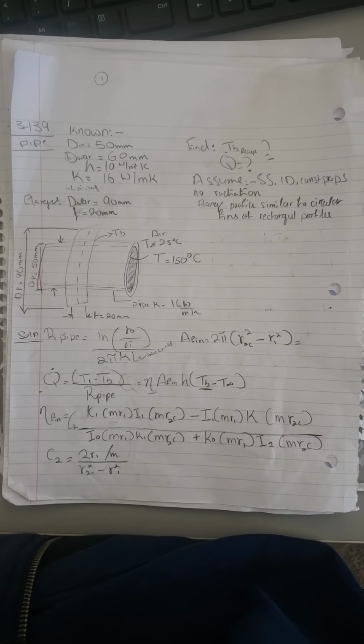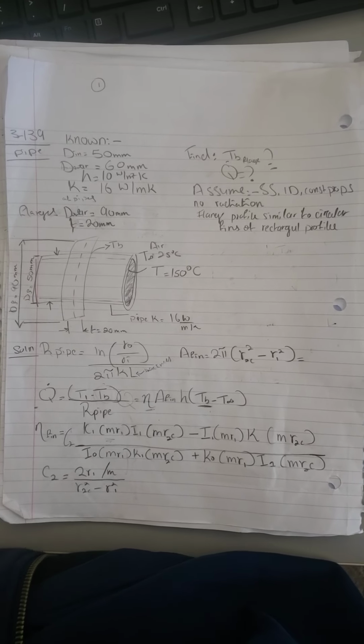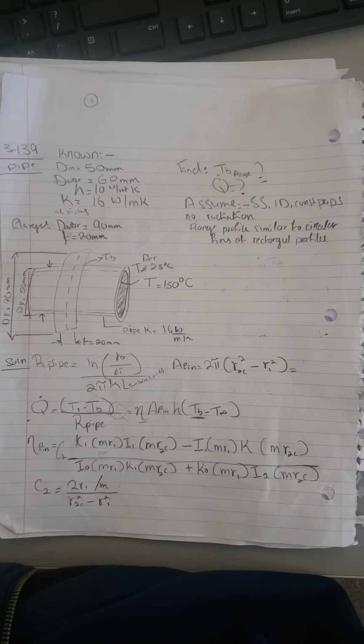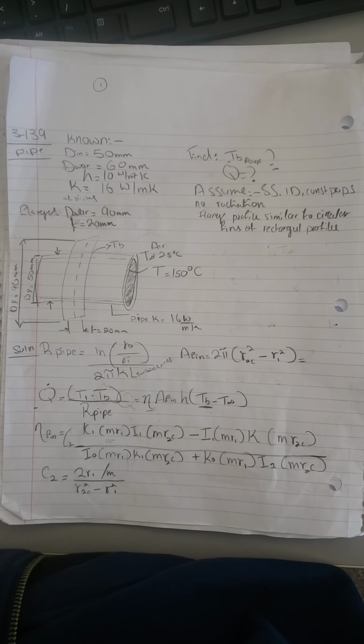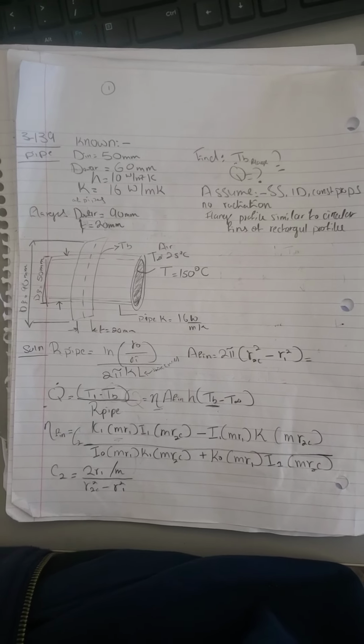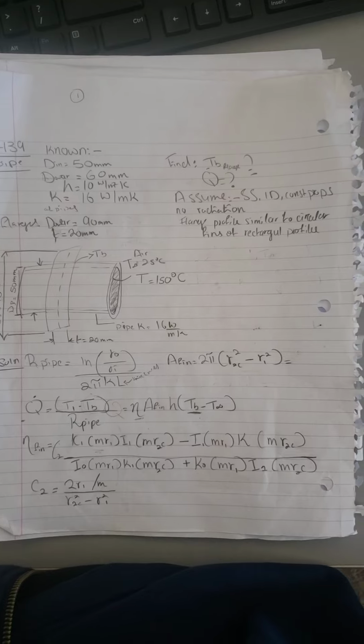This is question 3139. We have a pipe surrounded by a flange. We assume steady state, 1D, constant properties, no radiation. The flange profile is symmetrical to circular fins of rectangular profile, so we can pull the equations from table 3.3.